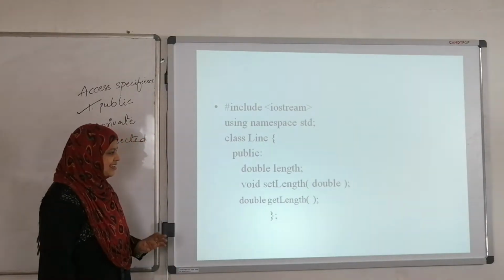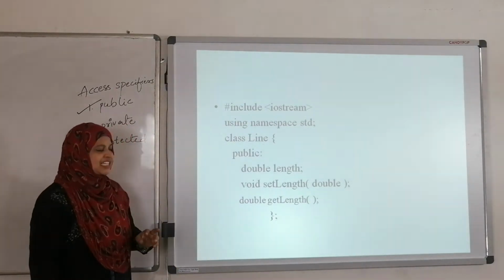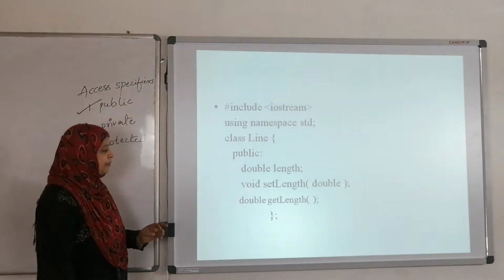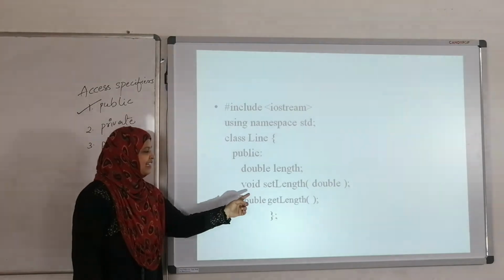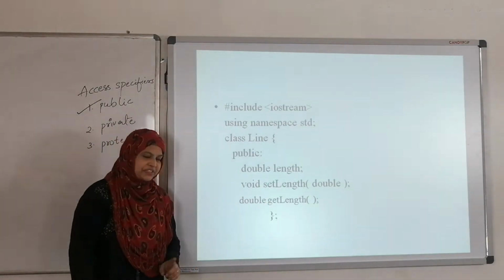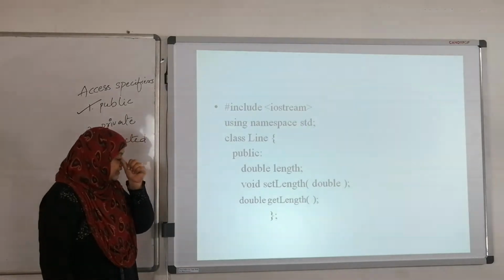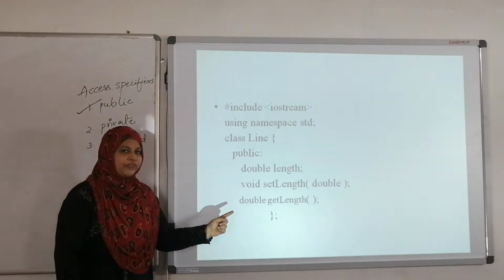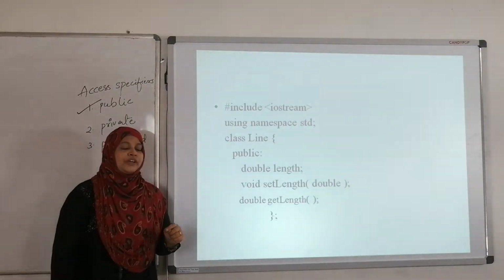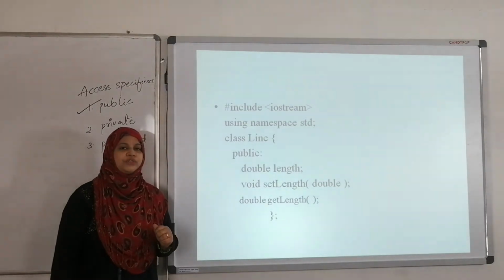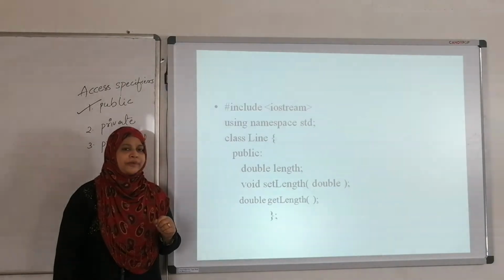After the declaration of the class, we have to define the functions which are declared in the class. How many functions did we declare in the class? Set length function and get length function. Two functions are there. That's the reason we have to define these two functions outside the class. Whenever we define these two functions outside the class, we have to use the scope resolution operator.